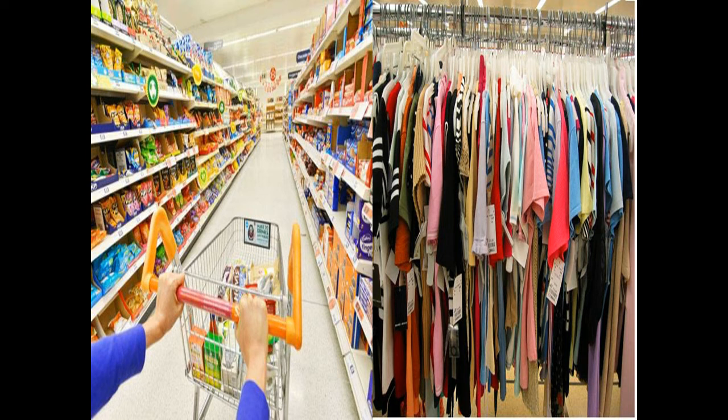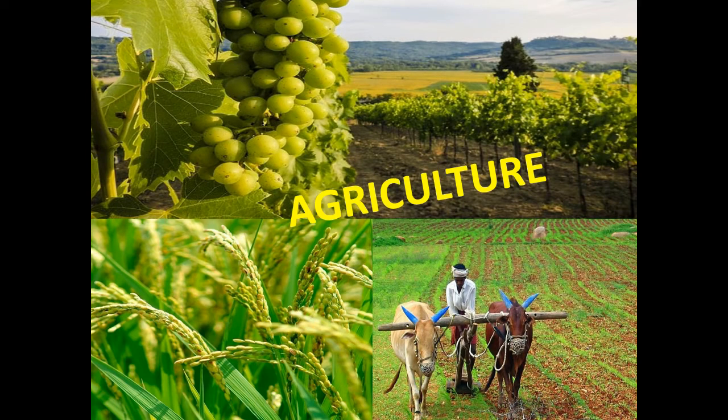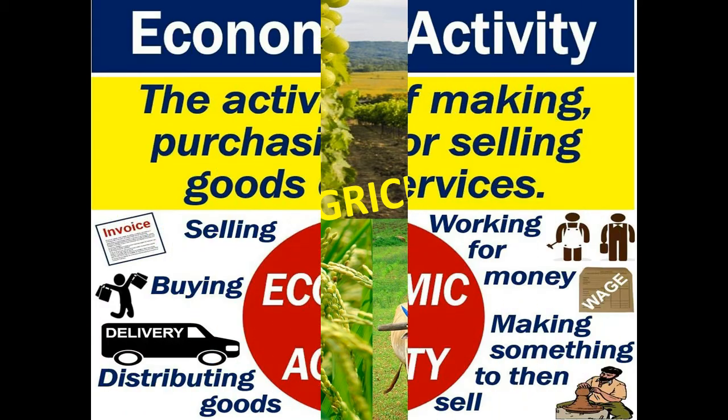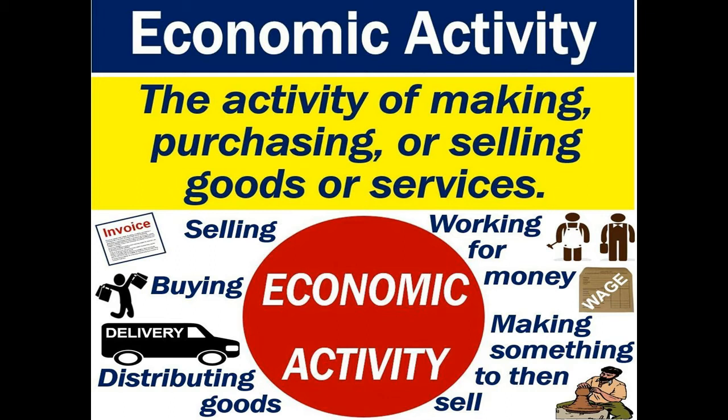Where do they come from? Who grows them and how are these converted to edible form? We will get the answers to all these questions in our next chapter, chapter number 5, Agriculture. Before we start the detailed study of agriculture, let us take an introduction of economic activity.